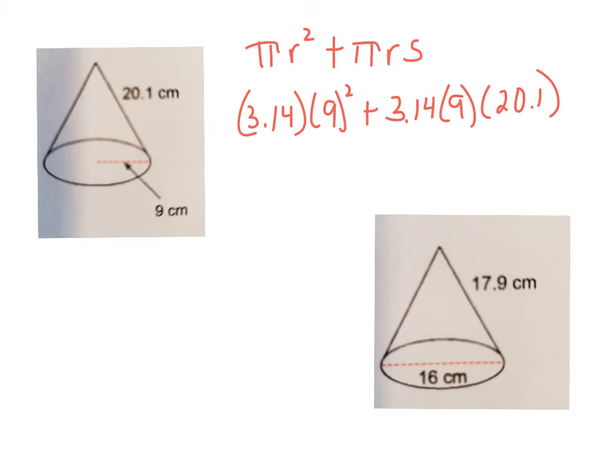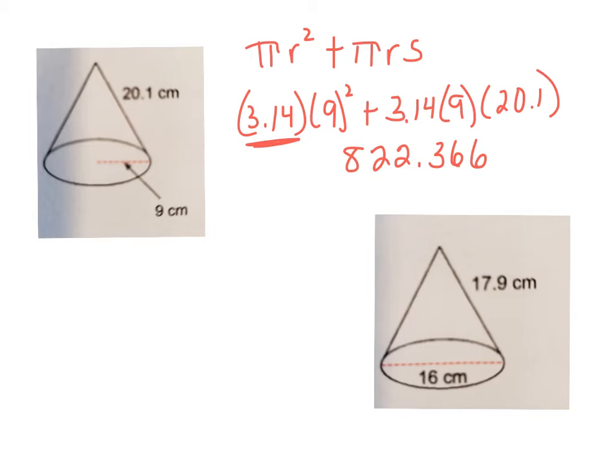And when you get this one all calculated out, you should get 822.366. Usually if they have you use 3.14 as pi, they're going to ask you to round to the nearest hundredth, which is 2 decimal points.